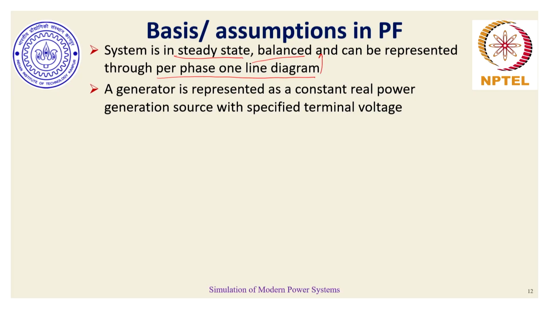As I have mentioned, a generator is represented as a constant power generation source with a specified terminal voltage. There is a reason why this is done. The answer to that lies in the attributes of power networks known as economics. The reason why real power is specified has to do with how the thermal or hydro or renewable energy resource is operating in terms of power generation. So economics is the reason. I'll again explain that as the appropriate time comes in.